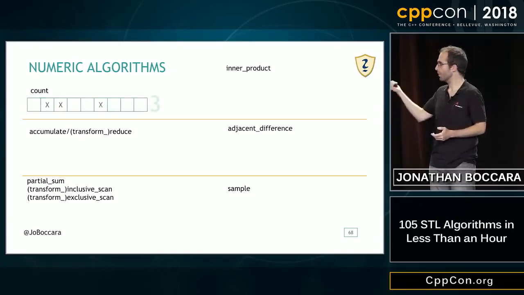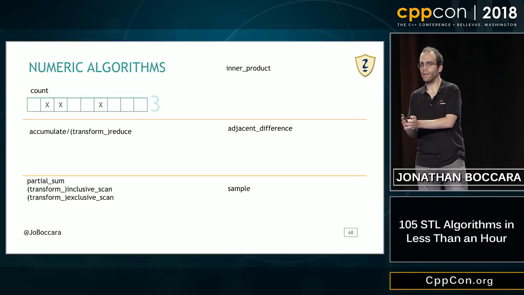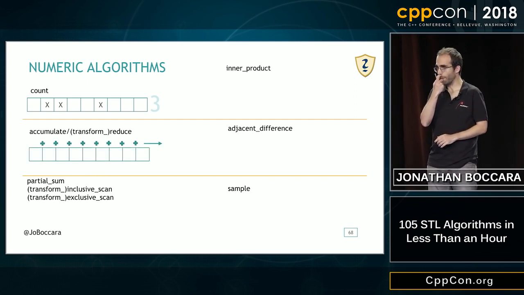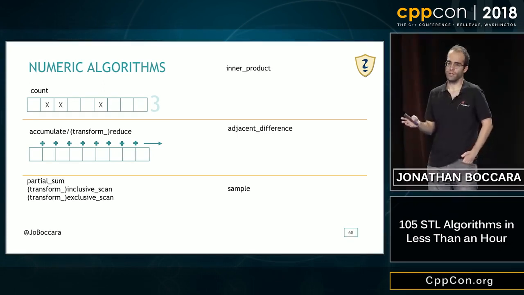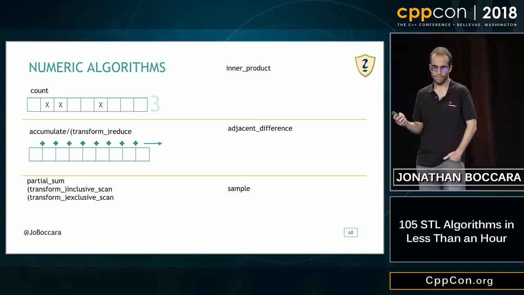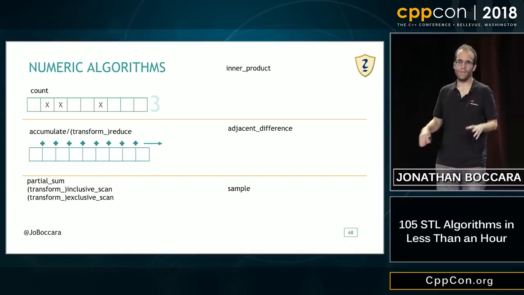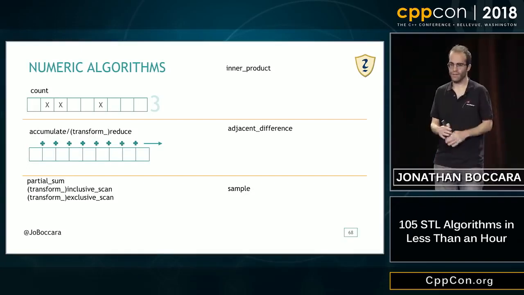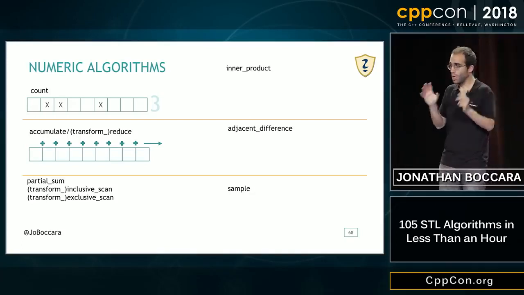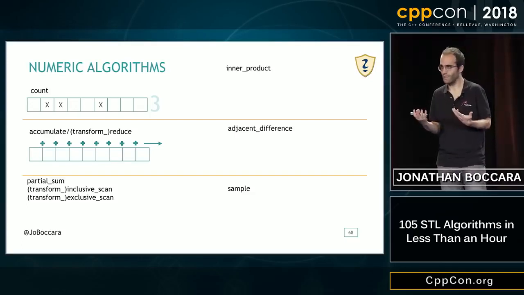For example, the simplest one is probably count, that takes beginning and end and a value and returns how many times this value occurs in the collection. There's accumulate, that makes the sum of the elements of the collection, calling operator plus, or any custom function you pass it. In C++17, there's reduce that appeared, that does practically the same thing as accumulate, except it has a slightly different interface. It can accept to take no initial value, and it can also be run in parallel, but essentially it's the same as accumulate.